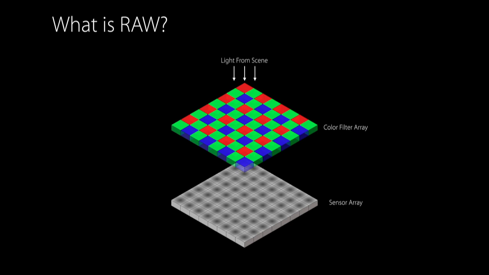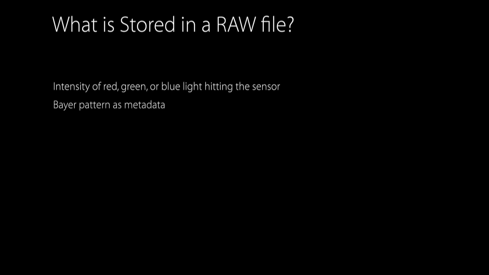The bottom layer here is known as the sensor array. Now, what actually gets stored in a raw file is the intensity of the amount of either red, green, or blue light that hit the sensor through each of those detectors. The Bayer pattern also needs to be stored, in other words, the arrangement of reds, greens, and blues, so that later on it can be demosaicked. You have to store a lot of other metadata too about color information, exposure information.